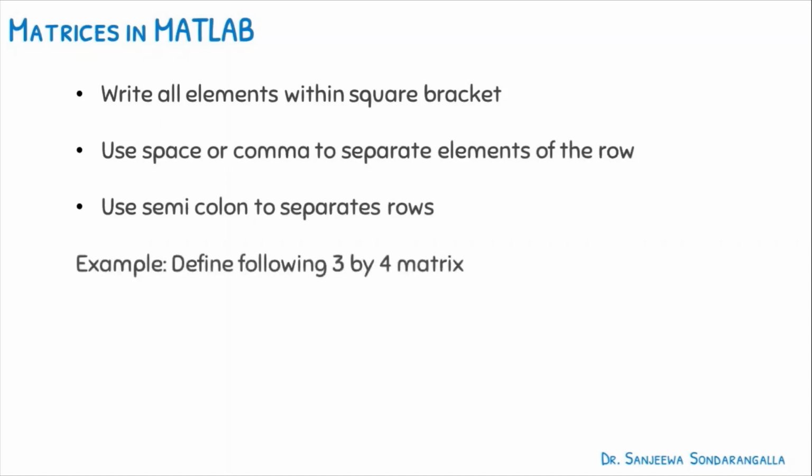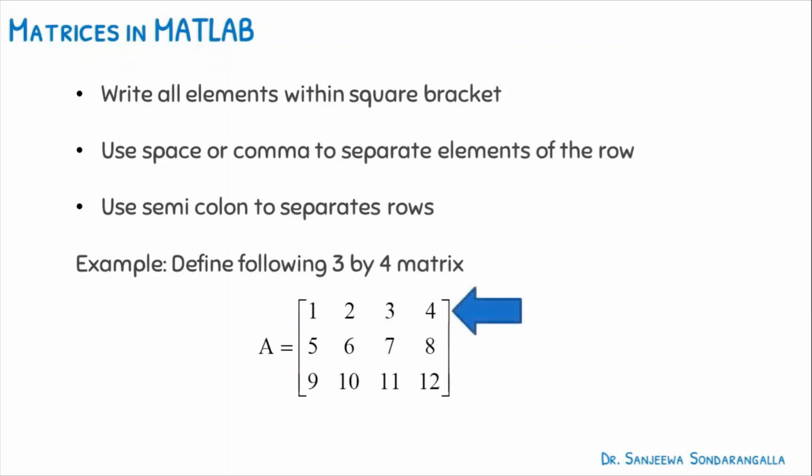As an example, let's have a look at a 3 by 4 matrix. This matrix has 3 rows and 4 columns. Elements of the first row are 1, 2, 3, 4. In the second row 5, 6, 7, 8. In the third row 9, 10, 11, 12.